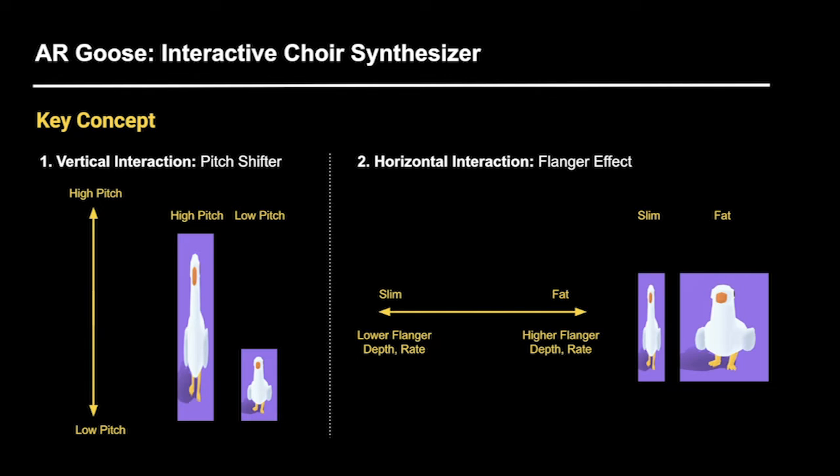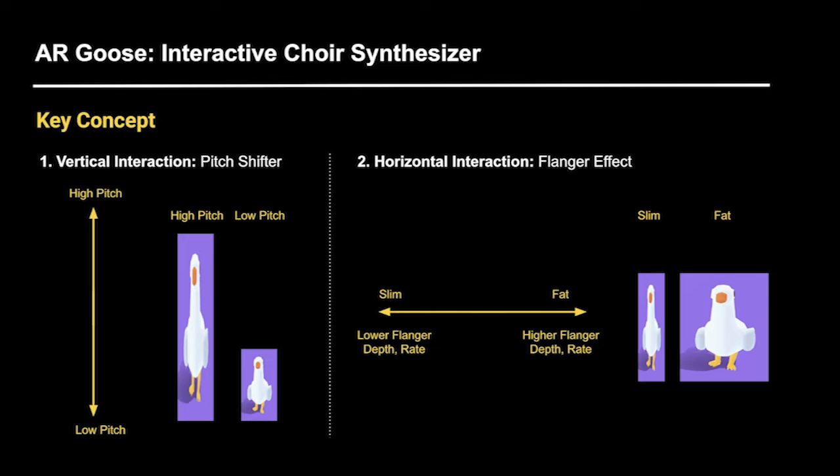And this is our key concept part for mapping sound and interaction. There are two interactive functions. First, vertical interaction is mapped to a pitch shifter of the sound. So like in the left graph, if the goose height goes higher, then the pitch goes higher as well. And if the goose goes down, the pitch also goes low.